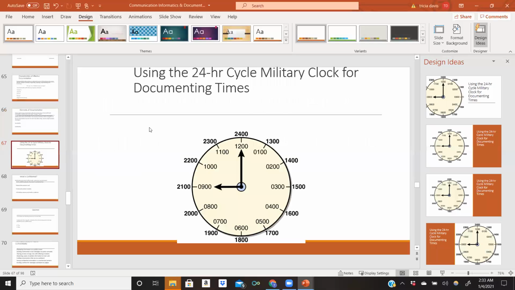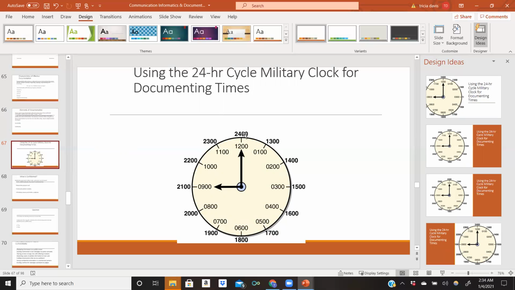So next is using the 24-hour clock for military documenting time. So in the nursing field, we always do military time. Military time takes some time to get used to, but it's actually very, very simple. And the more you do it, the more you get used to it. So at midnight, it's easiest just to start there. On this clock, it shows that midnight is 2400. We don't usually say 2400. We usually say 0000.